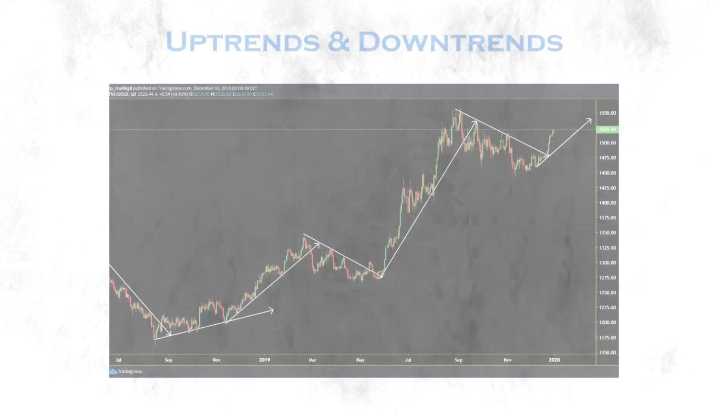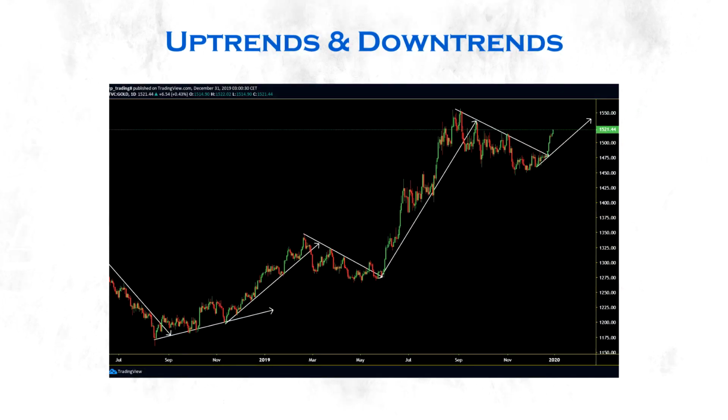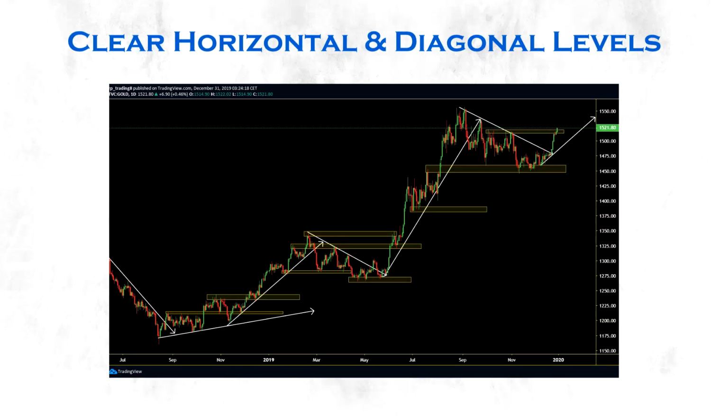The next thing I want to talk about are diagonal price levels. You can call them trends as well. I'm talking about uptrends and downtrends. If the price is going up, we call it an uptrend. If the price is going down, we call it a downtrend, as you all know. And if we analyze the chart, we want to identify the very clear horizontal price levels as well as the very clear diagonal price levels. And the idea is that price tends to bounce around at these levels.